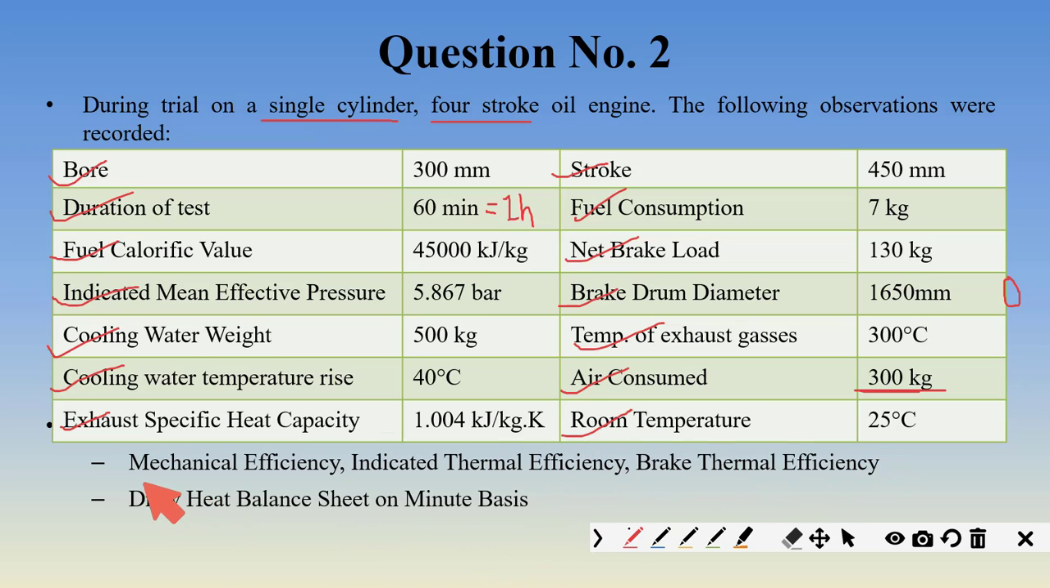Again, we have to find the same things: mechanical efficiency, indicated thermal efficiency, and brake thermal efficiency. So mechanical efficiency is what? Brake power upon indicated power. Indicated thermal efficiency is what? Indicated power upon thermal power. And brake thermal efficiency is what? Brake power upon thermal power. So basically we again have to find the same three things: brake power, indicated power, and thermal power. And then we have to draw the heat balance sheet on minute basis.